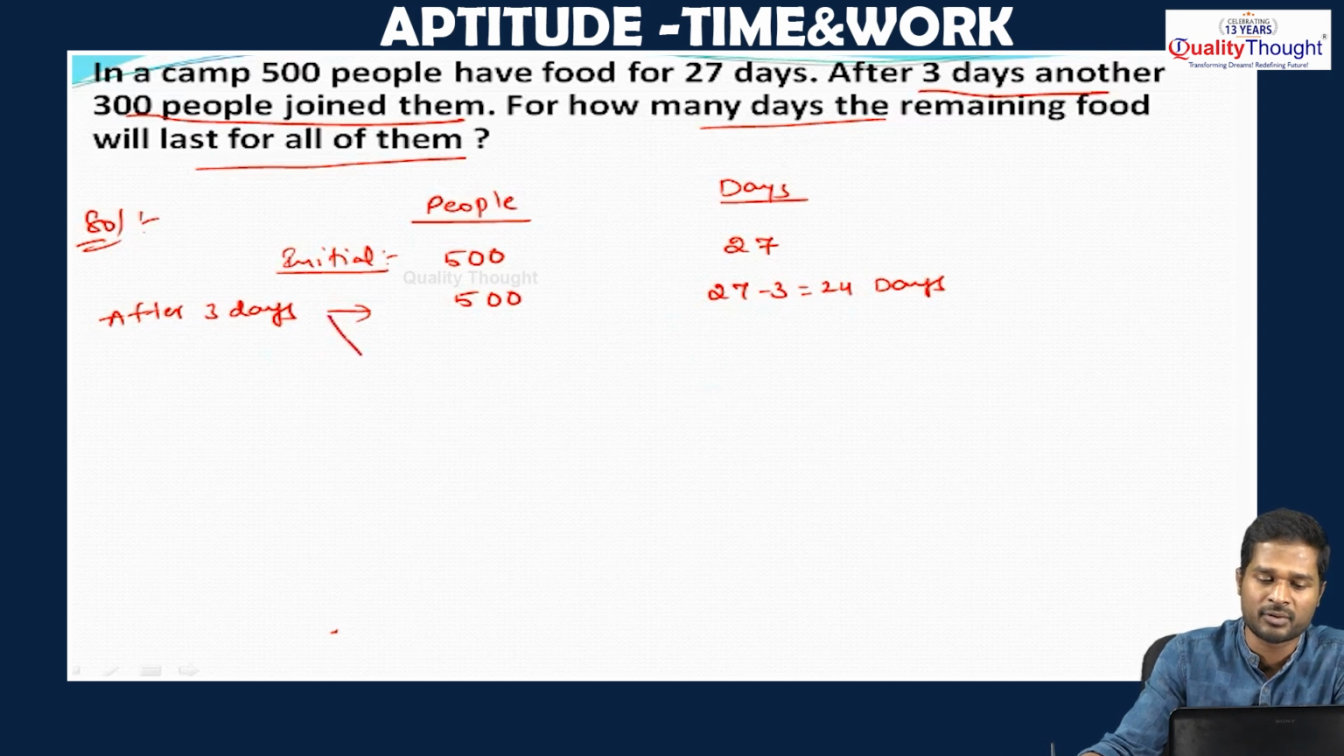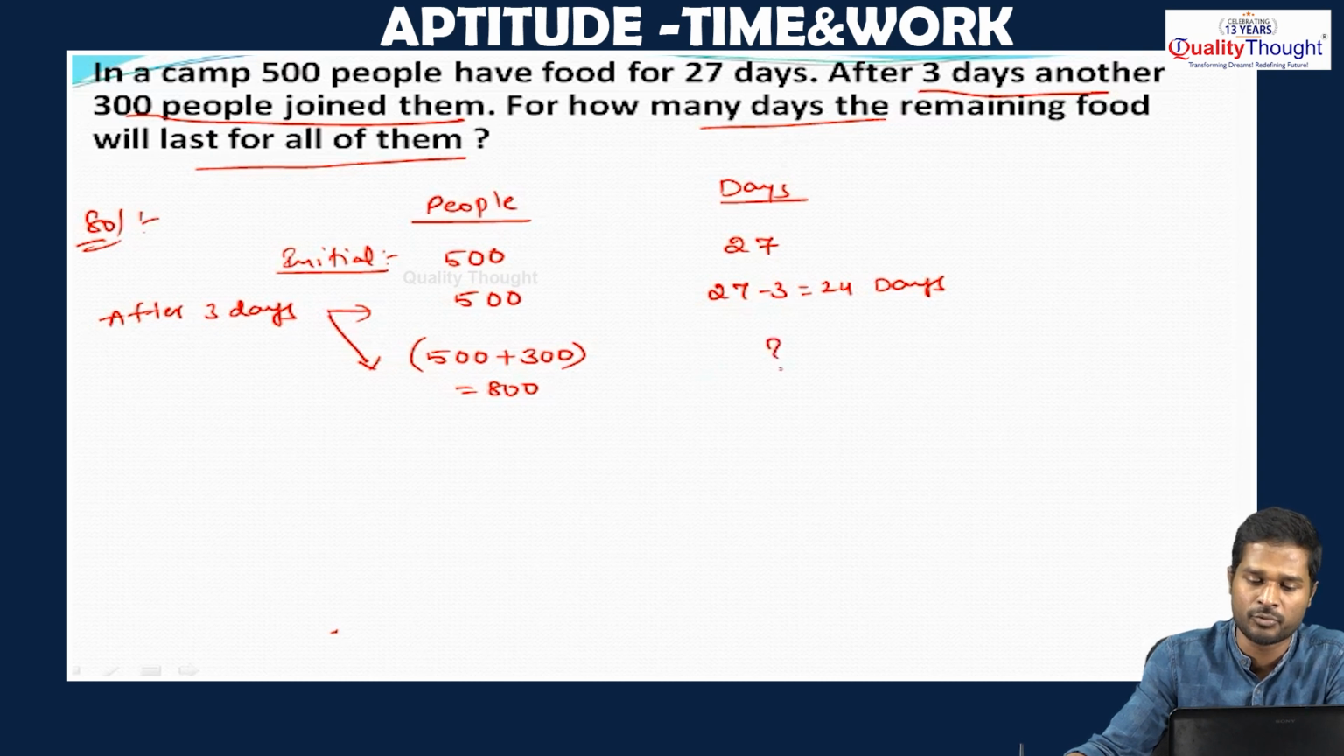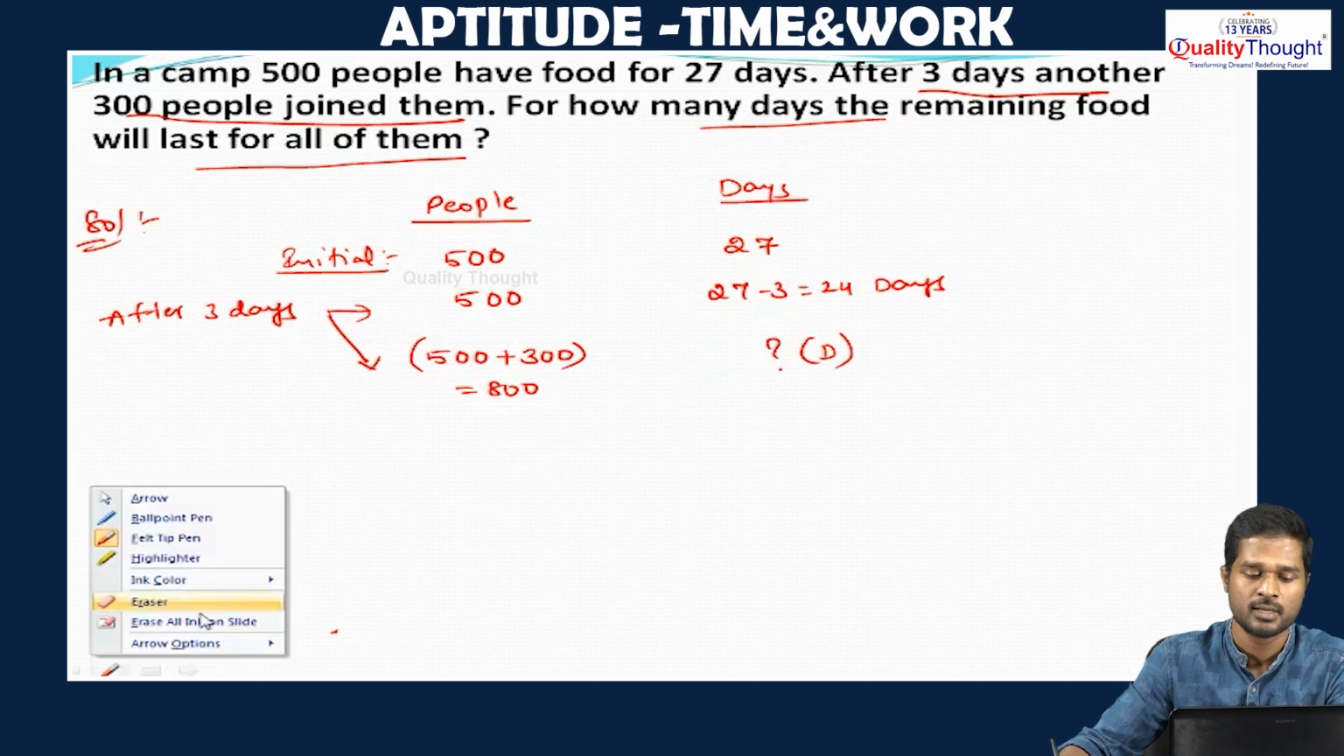But what happened after 3 days? Another 300 people joined. That means now 500 plus 300, we have 800 people now. Now we have a total of 800 people. For these 800 people, how many days will the food come? Let us take it as D days.